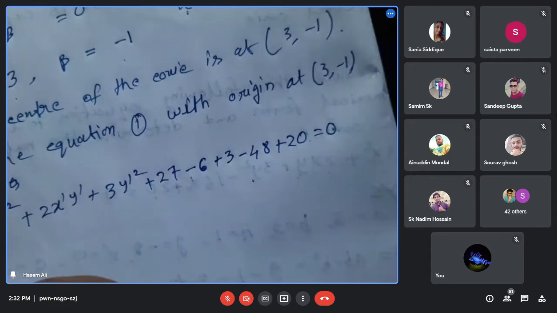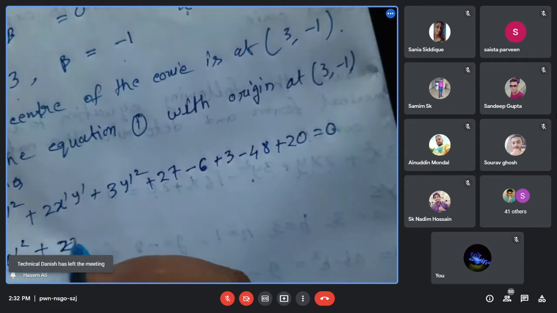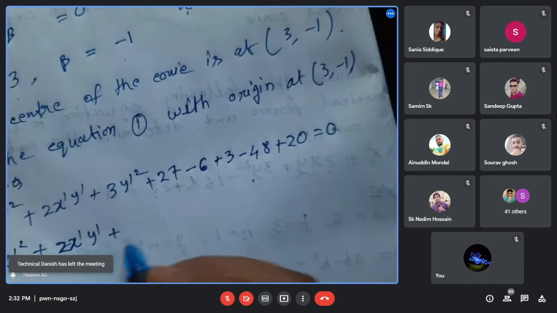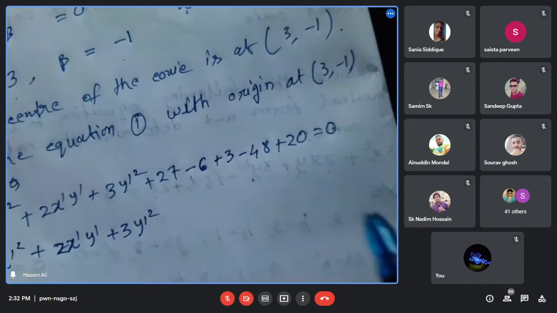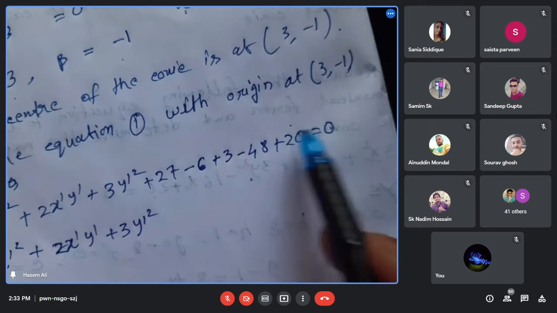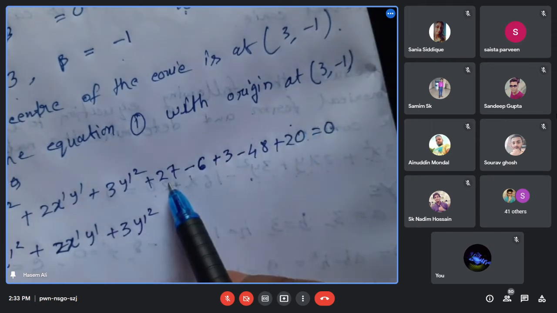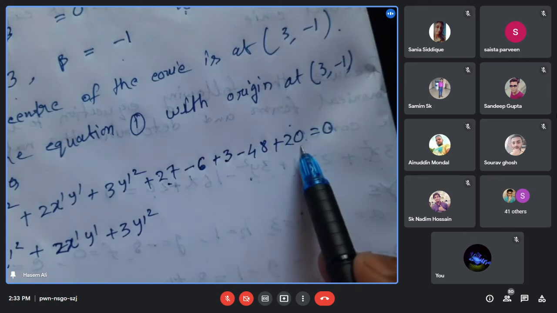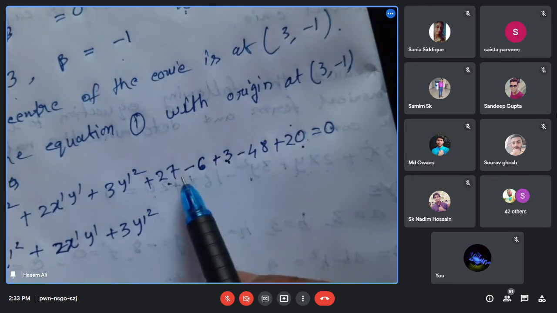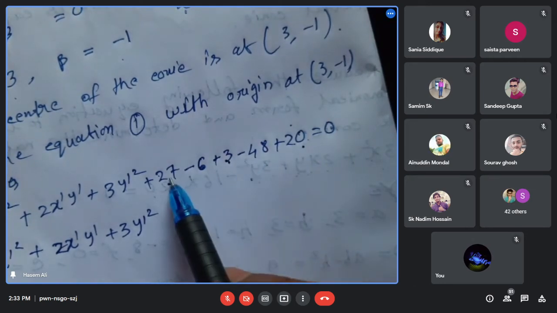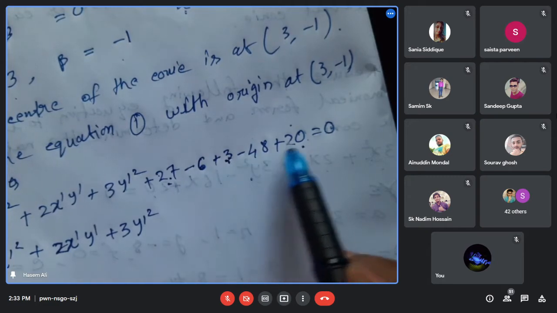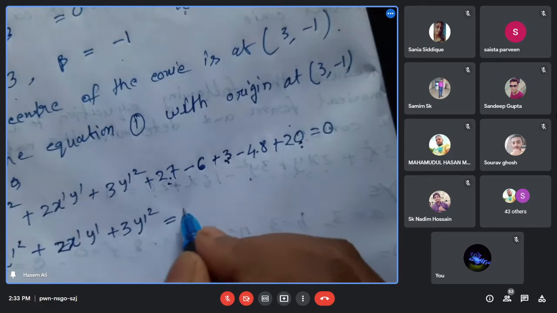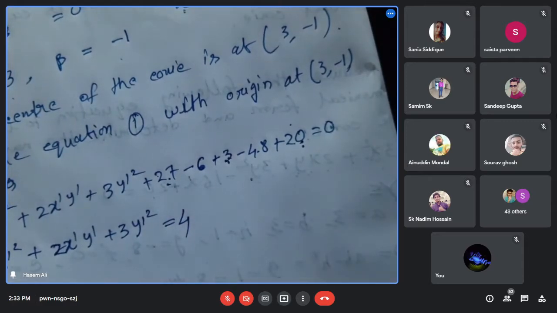That means 3x dash square plus 2x dash y dash plus 3y dash square, 27, 20, 50, 53, 27, 30, equals 4.